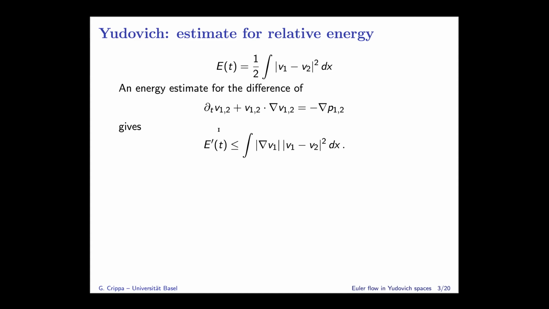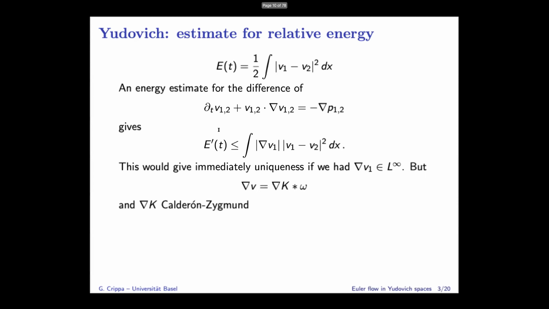So v1, v2 have associated pressures, p1, p2, and then you take the difference between those two equations, and then you do an energy estimate on the equation for the difference, and you get the following. The time derivative of the relative kinetic energy is controlled by the integral of the gradient of one of the two solutions times the square difference of the two velocities. Now the observation is, if we had that the gradient of v1 is L infinity, so that one of the two velocities is Lipschitz, then easy peasy. We can simply do a very simple Gronwall and conclude the proof.